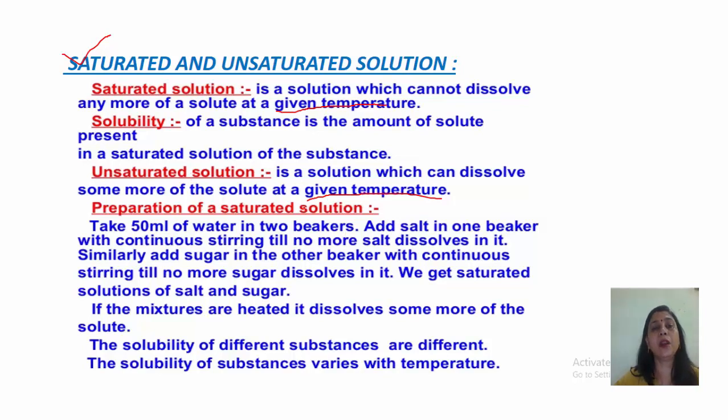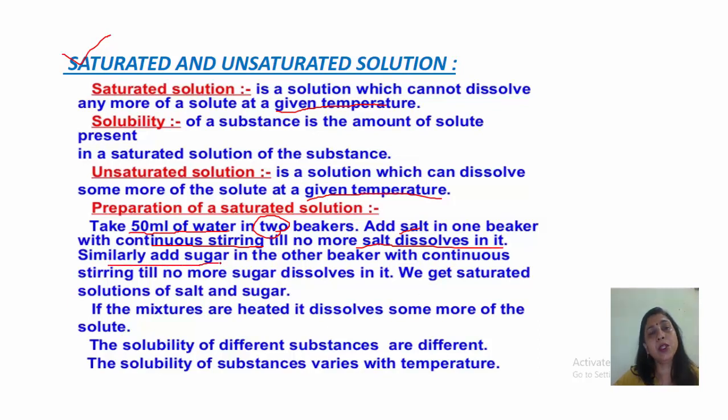Now, how can we prepare a saturated solution? We take 50 ml of water in 2 beakers. Add salt in 1 beaker with continuous stirring. We took 2 beakers, in one we took 50 ml of water and dissolved salt with continuous stirring, till no more salt dissolves in it.